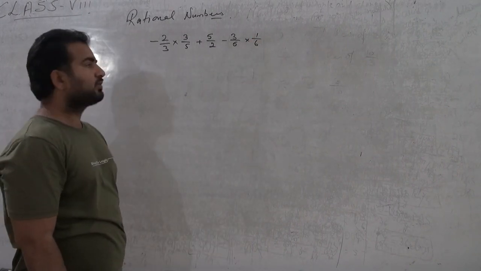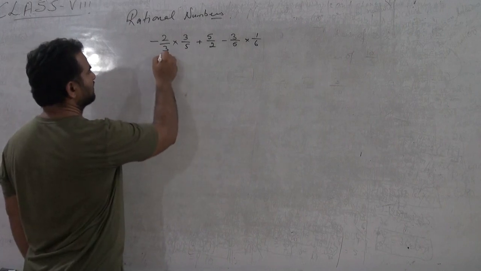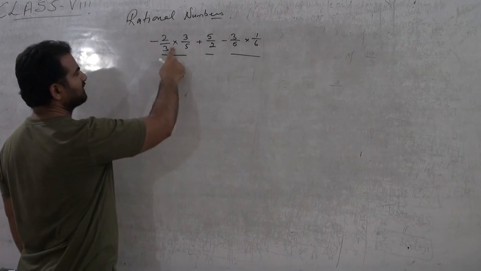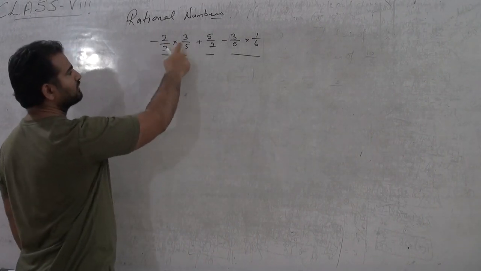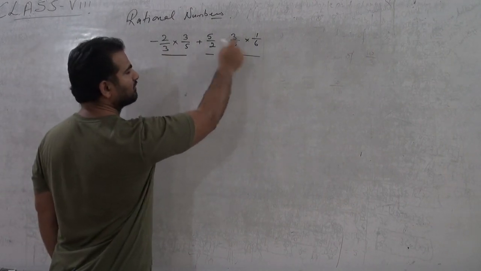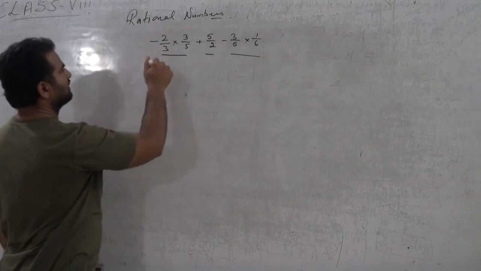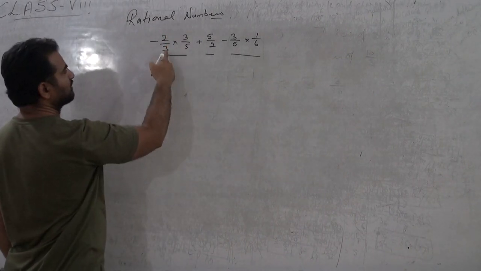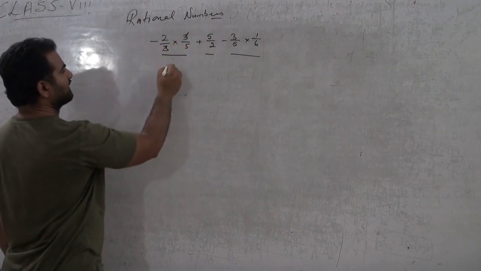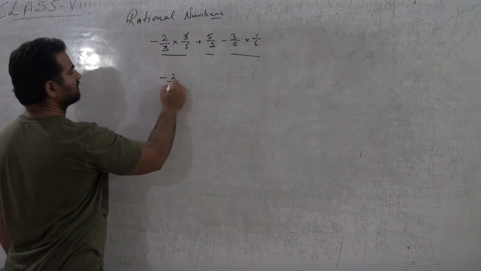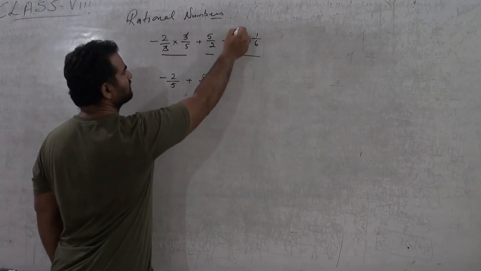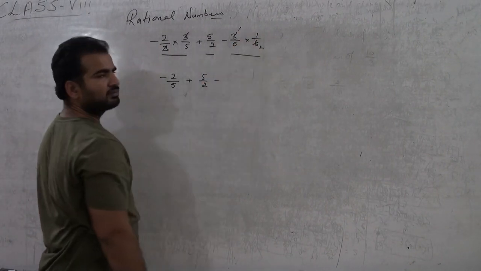Okay, so what we have to do is take this term and this term, because there is a multiply sign between them, and we have to solve this first, and it is also having a negative sign. So it will be 2 multiplied by 3, or we can just divide 3 by 3. So it will be minus 2 by 5 plus 5 by 2 minus, we can also divide it by the table of 3.